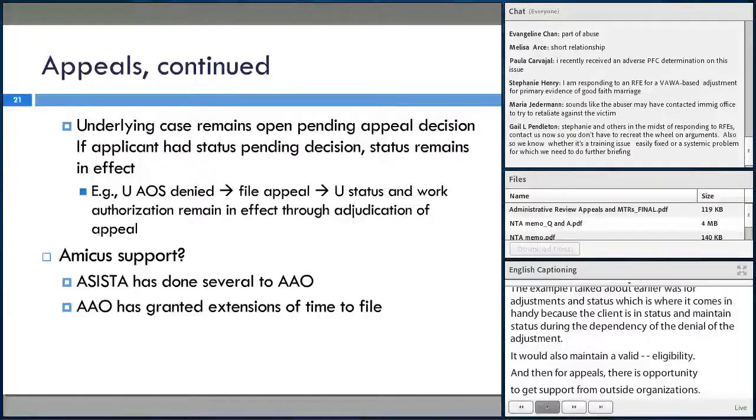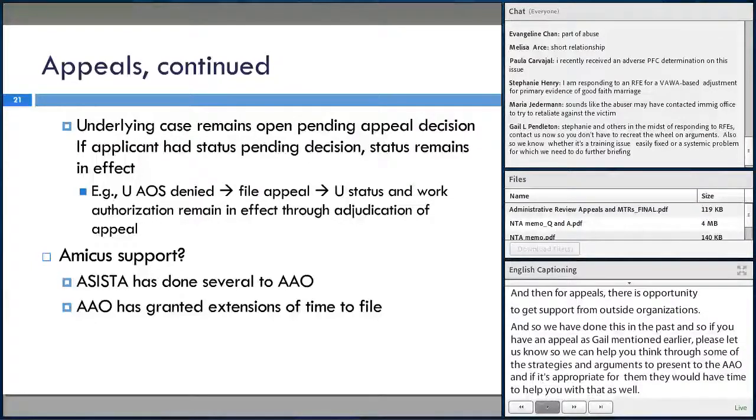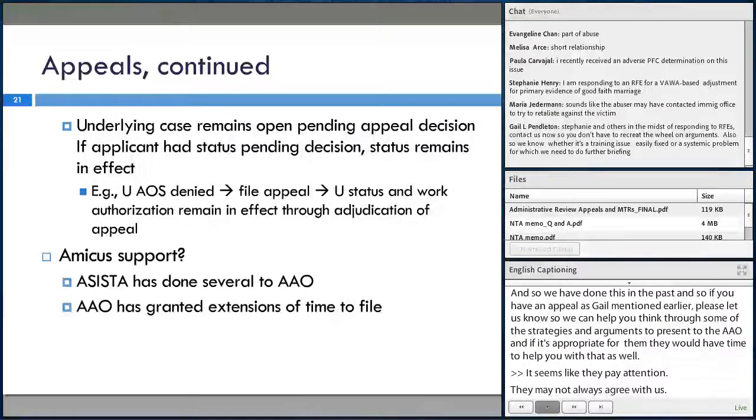Yeah, and it seems like they pay attention when we file amicus briefs. They may not always agree with us, but for instance, that category brief we spoke to, that got adjudicated much more quickly than many of the cases on appeal at the AAO. So there are a variety of reasons why you might want to work with us on that.